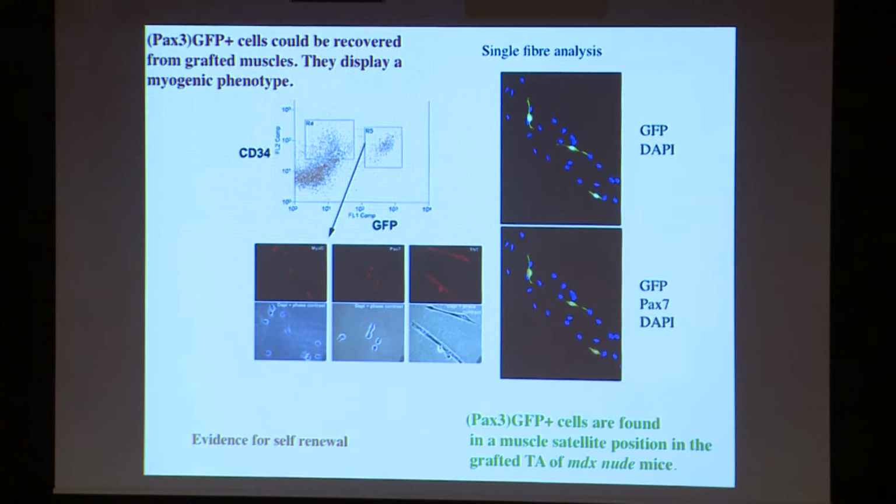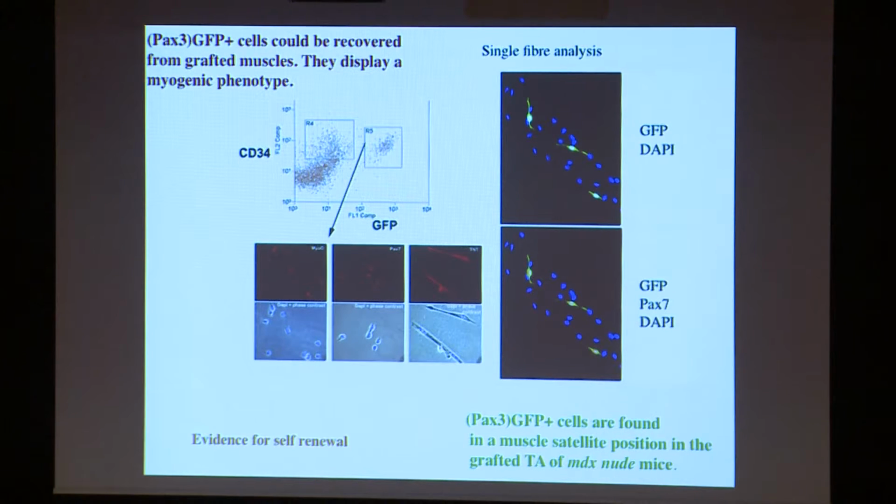So first of all, we re-isolated GFP positive cells from grafted muscle, therefore from MDX mice, and could isolate a population of cells. These cells are still myogenic, they can differentiate. And when we looked more closely at the fibers of this grafted muscle, we could see cells outside the fiber, around the fiber, in satellite cell position, that were expressing the marker GFP, which is the sign of the donor cells, since they were isolated from a GFP expressing line.